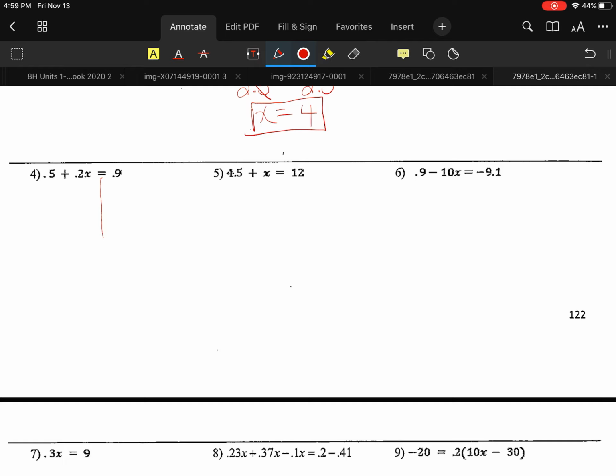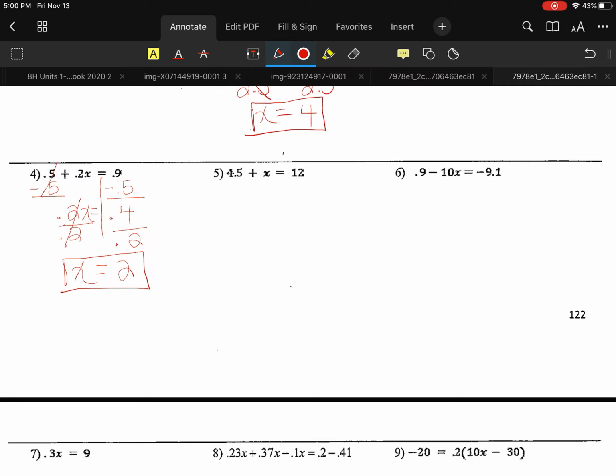Problem number 4, there's nothing to combine on the left-hand side, so I'm just going to go ahead and get started. So I want to move the 0.5 over to the 0.9, which is on the opposite side. So I'm going to subtract it to move it over to the other side, left to right. 0.2x equals, and now I'm going to do 0.9 minus 0.5, which gives me 0.4. And then in order to get rid of the multiplication by 0.2, I'm going to divide by 0.2. Again, make sure those decimals are nice and dark so that you remember that they're there. 0.4 divided by 0.2, x is equal to 2. And make sure you're trying this in your calculator.